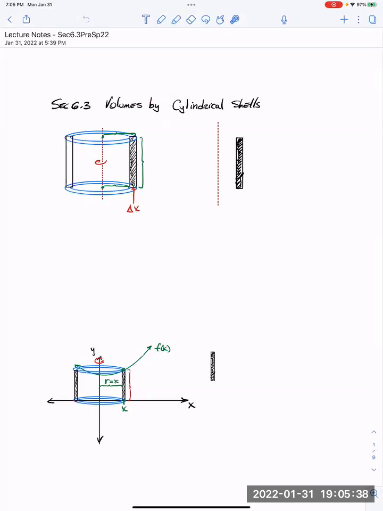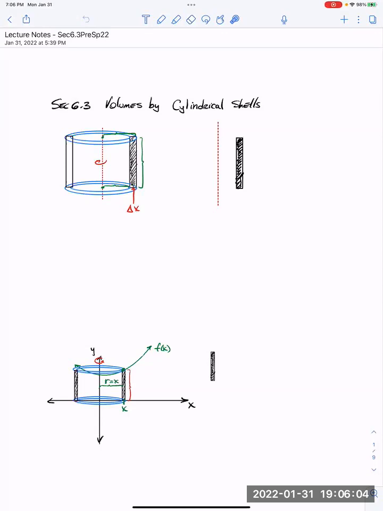Volumes with cylindrical shells. Oh, I need one more thing here. 1 second. There we go. Okay, sorry about that.